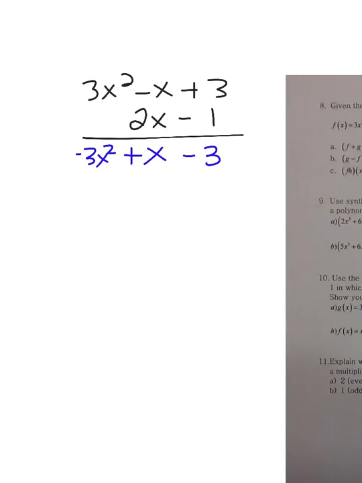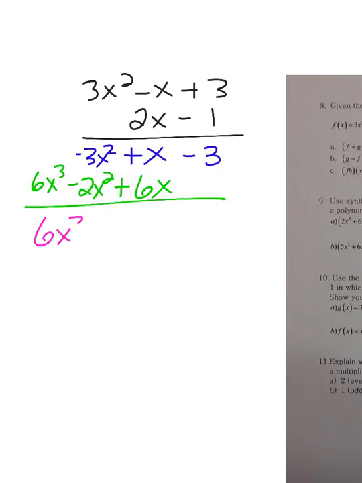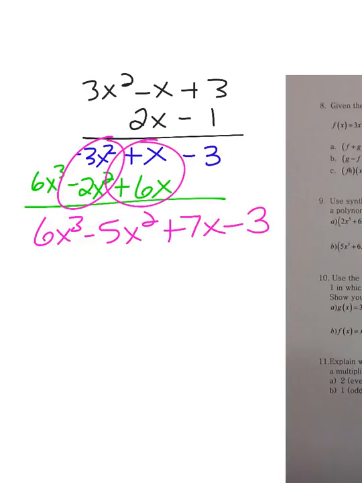2x times 3 is positive 6x. 2x times negative x is negative 2x squared. And 2x times 3x squared is 6x to the third. Add them down. When we add them down, we get 6x to the third, that's minus 5x squared plus 7x. And then I have minus 3.